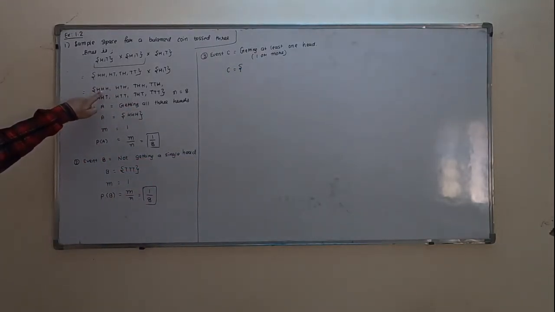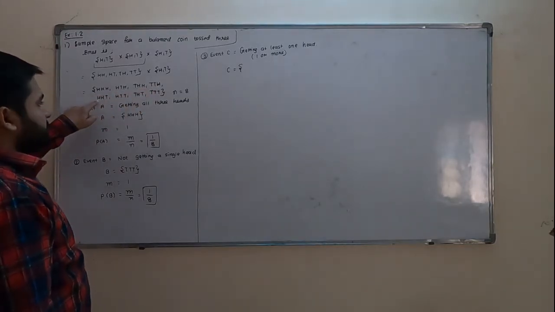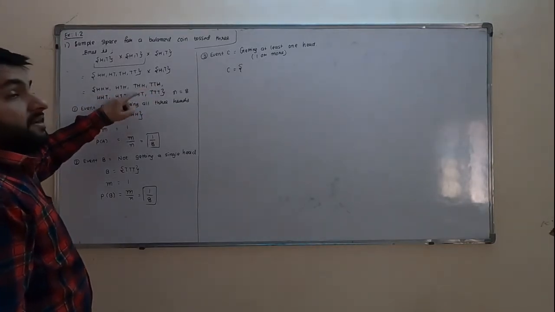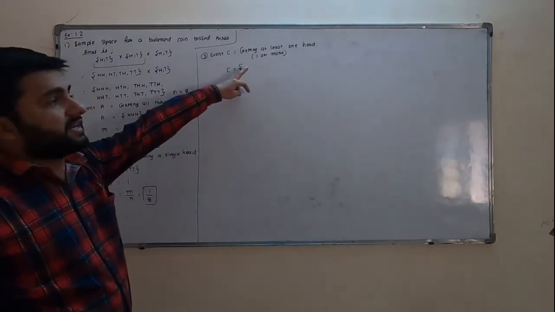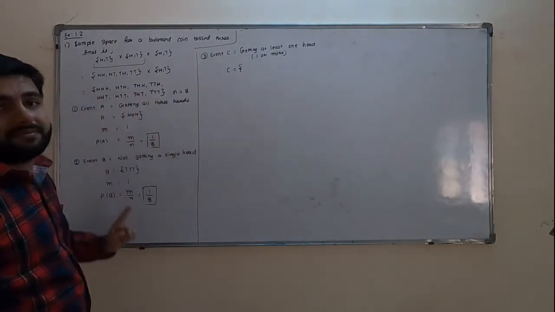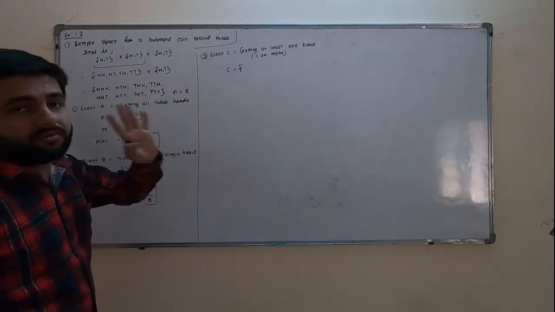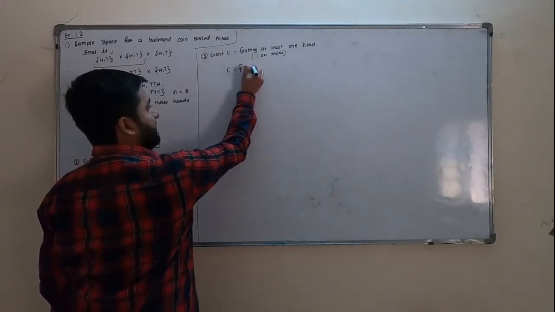See, here it is 3, it is also done. 2, 2, 1, 2, 1, 1. So in short, we need head one time. 0 is not acceptable. We need minimum head one time. So all the elements will come except this, because here head is not one time. Here H is not there.